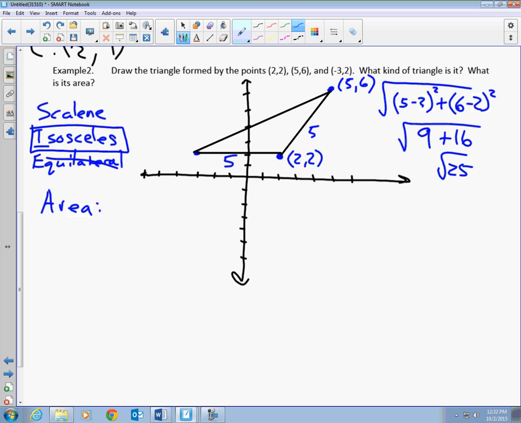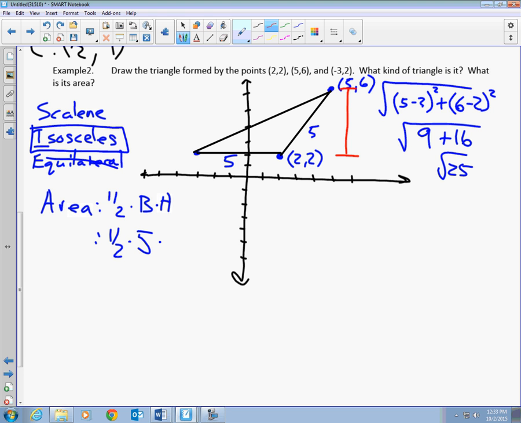We'll look at that in a second here, but first, what is the formula for area? What's the length of the base? 5. Now let's just use some coordinate geometry here to figure out what the height is. Anybody look at this and determine the height? Would you agree that this is the height from there to there?